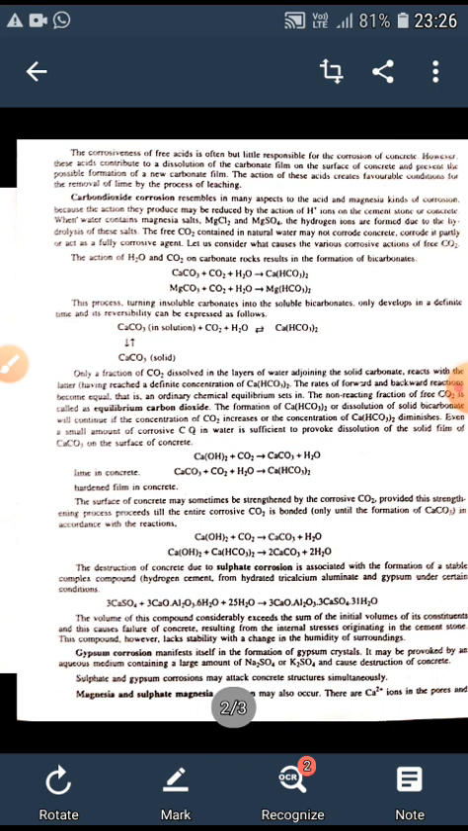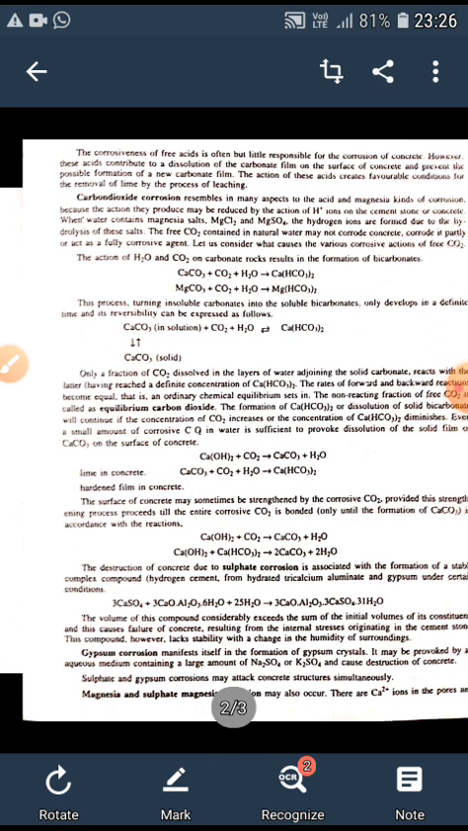The destruction of concrete due to sulfate corrosion is associated with the formation of a stable complex compound under certain conditions. The reaction proceeds in the following manner: calcium sulfate plus tricalcium aluminate plus water gives calcium sulfoaluminate plus calcium sulfate plus water. The volume of this compound considerably exceeds the sum of the initial volumes of its constituents, and this causes failure of concrete resulting from the internal stresses originating in the cement.